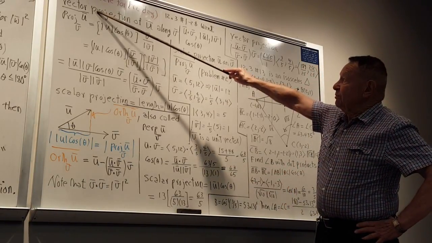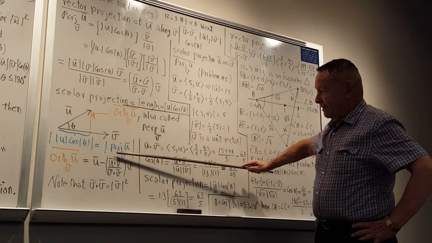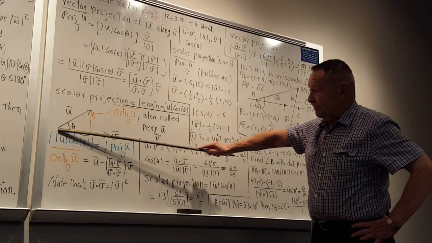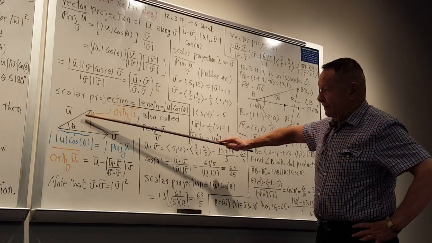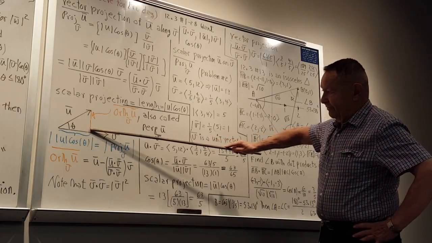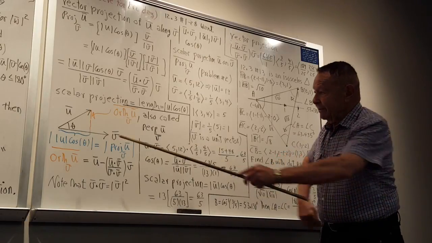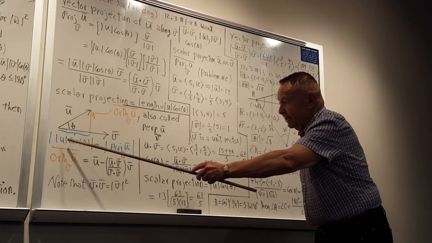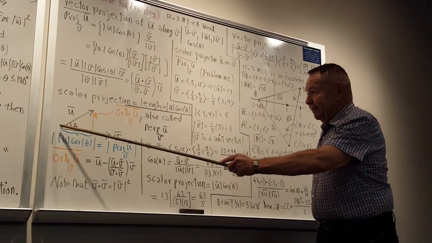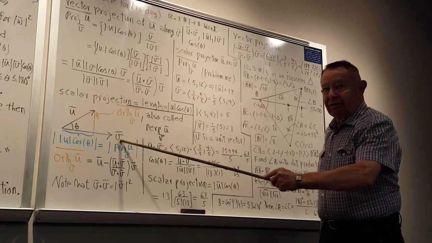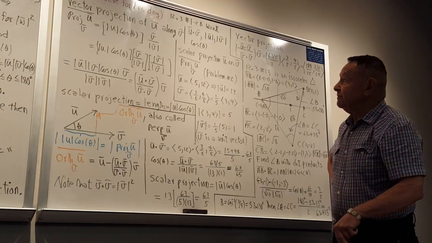So the vector projection of u along v would be the vector that points along here, and the length of it would be this side of the right triangle, which would be length u cosine theta. The length itself is just a number, and that's what you call the scalar projection. This, as a vector directed along v, is correspondingly what you call the vector projection.